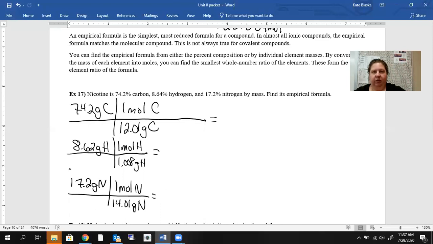So we crank through the math on this, 74.2 divided by 12.01. When we do this math, don't round off. Don't be ridiculous and keep 400 digits. Keep a couple extra just to be safe. Only because it's going to help our answers be a little bit more precise in the end.